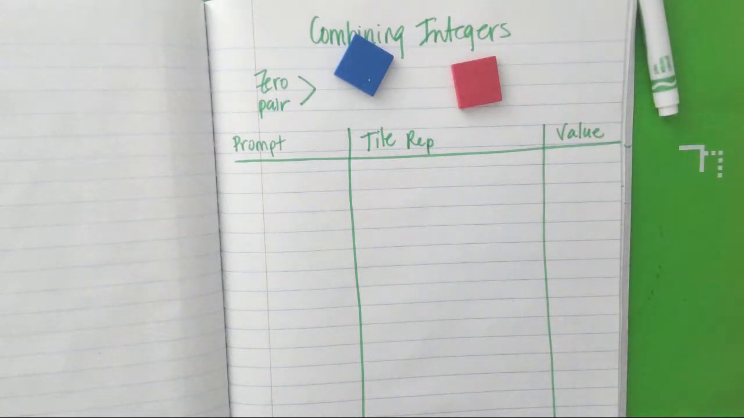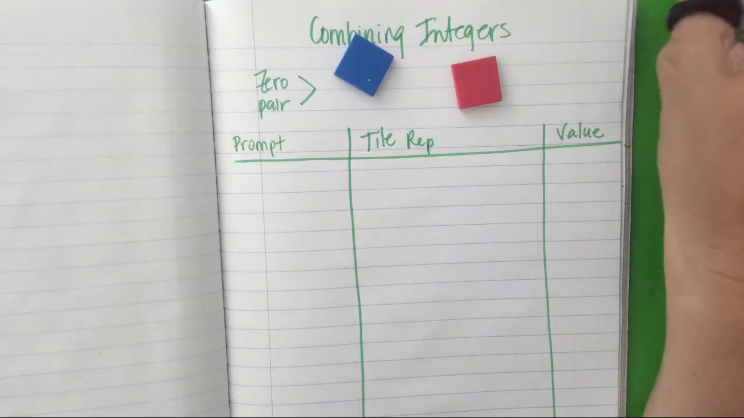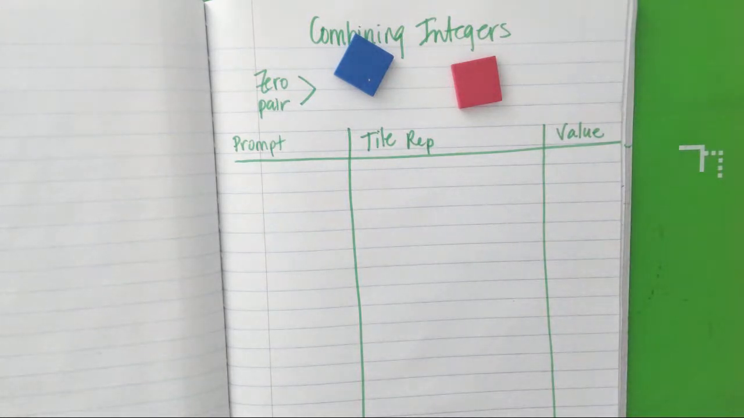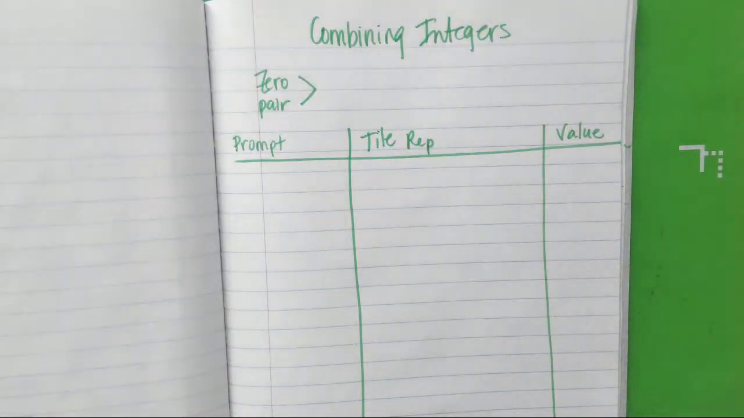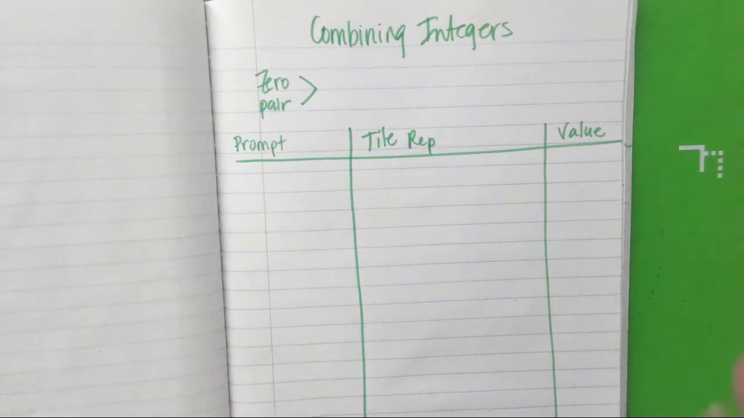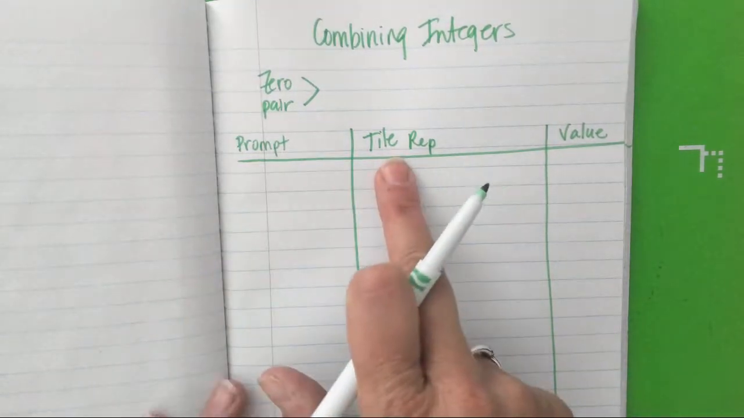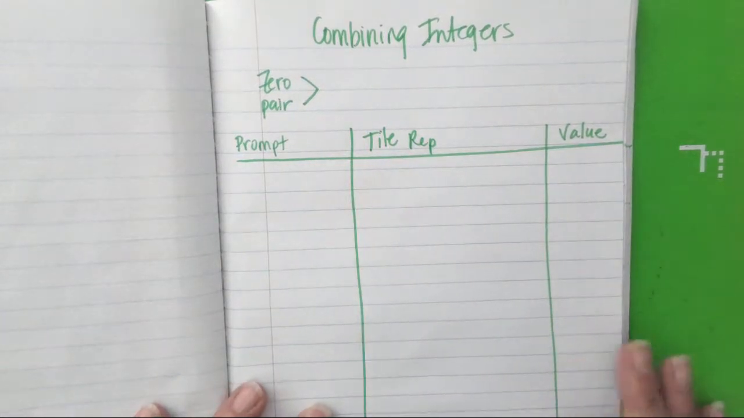Good job. So what we're going to be doing on your paper, the first thing I want you to do is make your paper look like mine. All right? So I'm going to give you a few minutes to make your paper look like mine. The sub is going to go ahead and pause this so that y'all can make yours look like mine. Okay? So everybody's paper should now look like this. You got the prompt, the tile representation, and then the value, right?